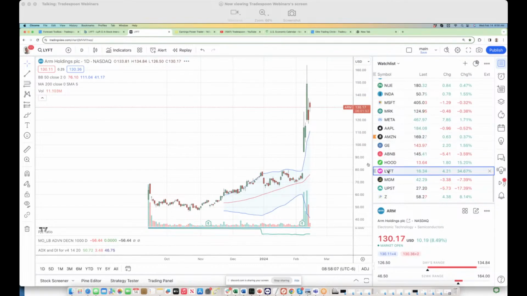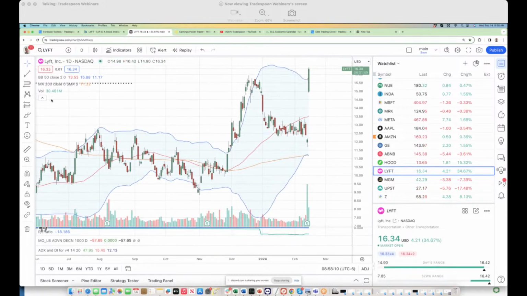Let's get back to Lyft. Continues to grind higher.